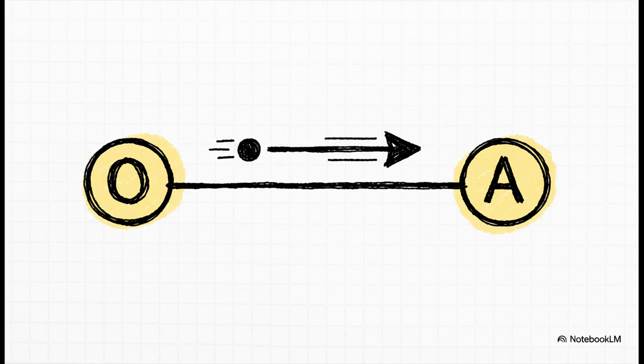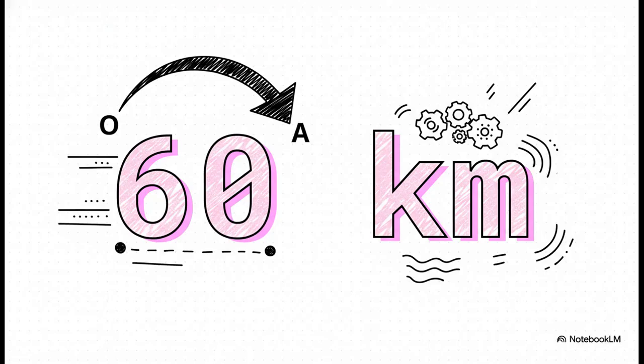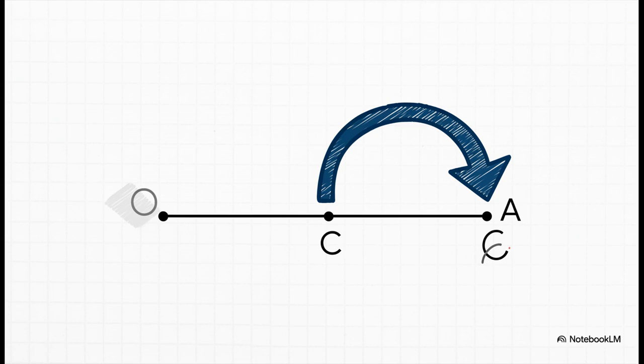Imagine an object starts at its home base, we'll call it point O, and travels in a straight line out to point A. So this first leg of the trip, from O out to A, covers a distance of 60 kilometers. Pretty straightforward, right? But hold on, the journey's not over. From point A, our object turns right back around and heads back the way it came, but this time it stops at a new spot, point C.